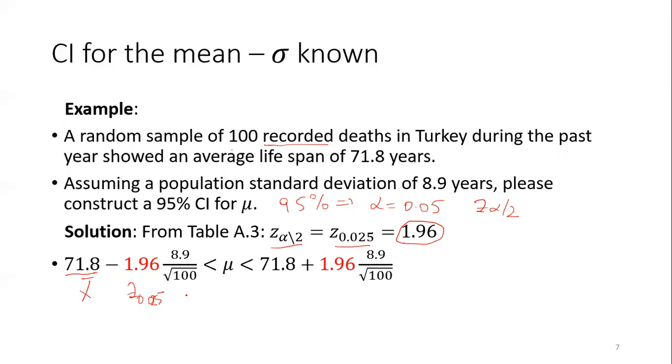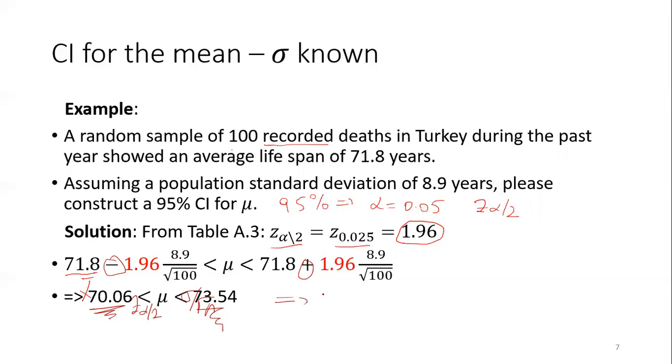Hence, the confidence interval is 71.8, which is x bar, plus or minus z sub 0.025, which is z sub alpha over 2, times sigma divided by root n. It's the same formula; the only difference is you have a minus and a plus. And it turns out that the result is that mu is between almost 70 and 73.5.